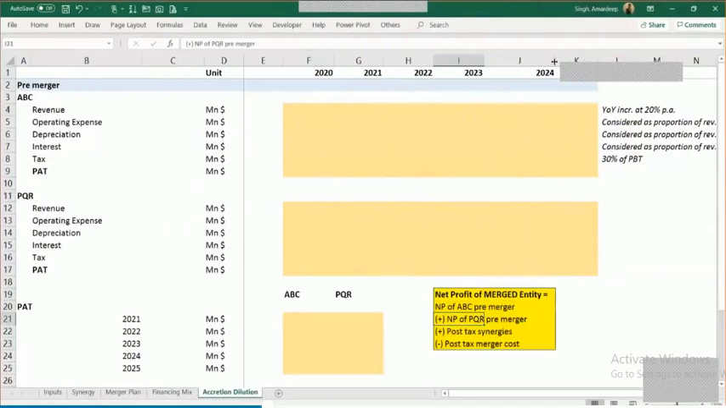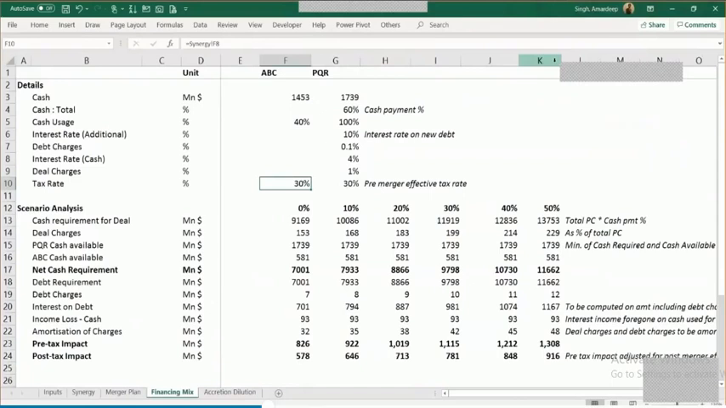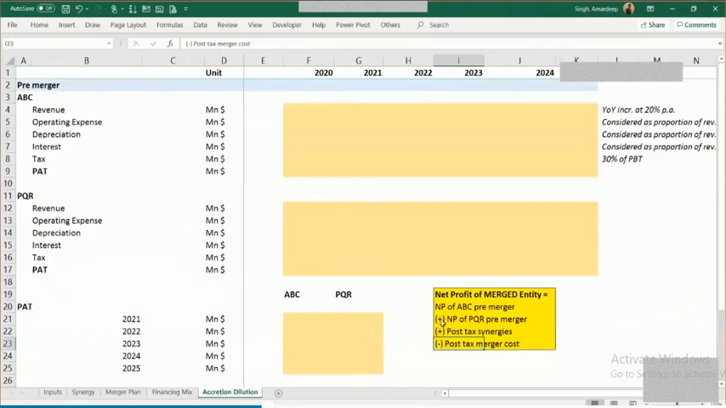And for this, we need four things. The last two things that you see, synergy and merger cost, we have already computed, right? We already computed that in the previous sheet. The synergy was also done in the very first slide. Now, the task is basically to work out the net profit of ABC and PQR before the merger, right?